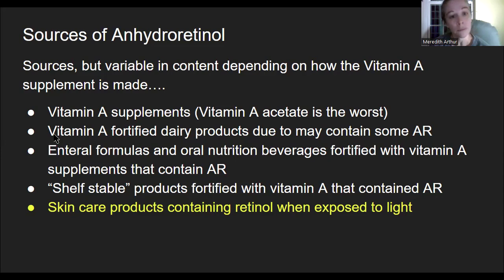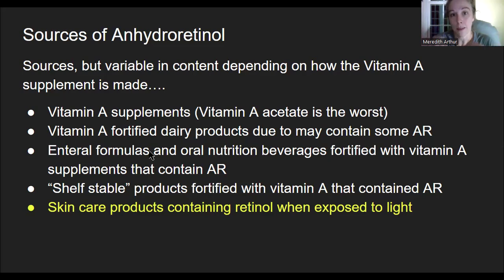Okay. So you want to watch out for vitamin A fortified dairy products. Some of them might contain anhydroretinol. Never buy a milk that's in a clear glass bottle, because ultraviolet light itself can have an effect on retinol. The same goes for enteral formulas, oral nutrition beverages, and even baby formula. We need to be careful about their exposure to light, because all you need is a little bit of alcohol. And I believe over time in formulas, studies show that the vitamin A degrades.